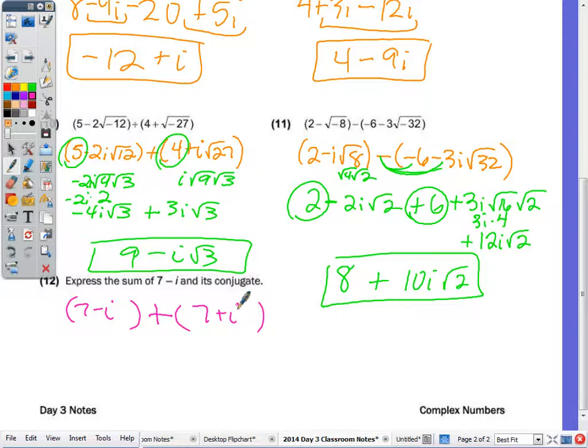When I add, 7 plus 7 is 14, but what is a negative i plus a positive i? 0. That's the additive inverse. You're adding the opposite, so the answer is just 14. You can check to make sure the calculator should do this one as well to verify your thinking.